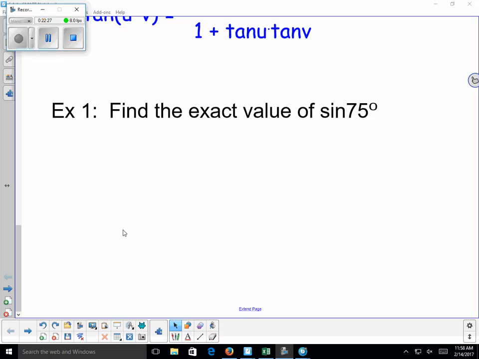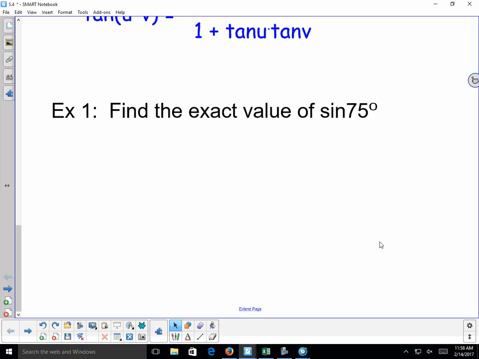We're finding the exact value of sine of 75 degrees. We want the exact value, so if you go to your calculator, it's probably going to give you some kind of decimal. We don't want a decimal approximation. We want an exact value. 75 degrees, though, is not on our unit circle, right? So in this case, we're going to have to use a sum or difference formula. Are there 2 angles that we know of on our unit circle that could add up to 75 degrees?